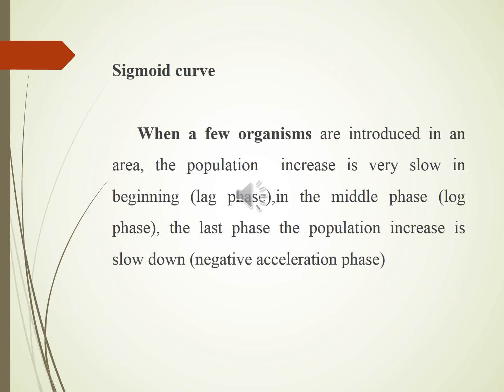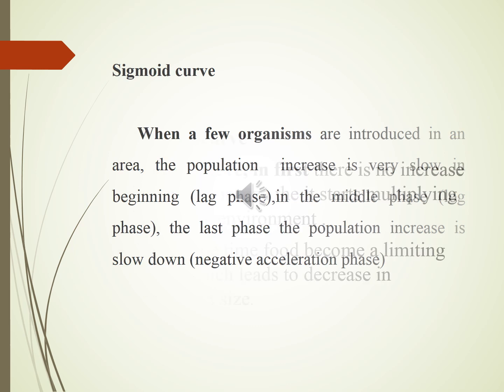In sigmoid curve, when few organisms are introduced in an area, the population increases very slowly in the beginning, which is called the lag phase. In the middle phase, it is called the log phase. And in the last phase, the population increase slows down, and it is called the negative acceleration phase.